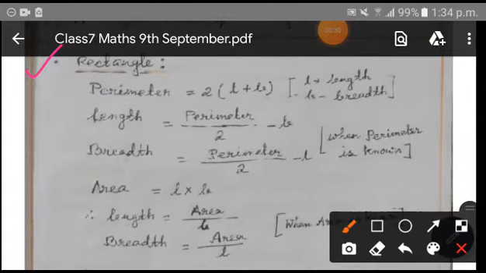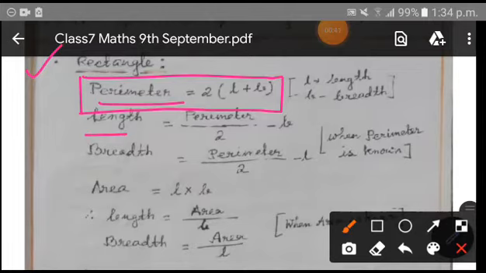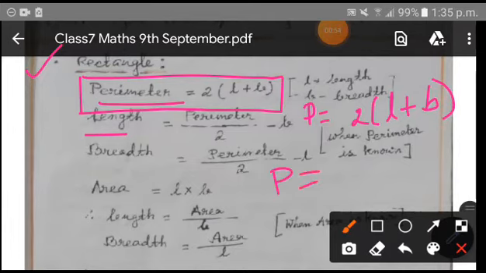So in a rectangle, perimeter equals 2 into (length plus breadth). This is the formula for calculating the perimeter of a rectangle when the length and breadth are given. And length equals perimeter by 2 minus breadth. So how is this coming? Let me just show you. You know that perimeter P equals 2 into (length plus breadth). Now if I multiply and open the bracket, P equals 2L plus 2B.